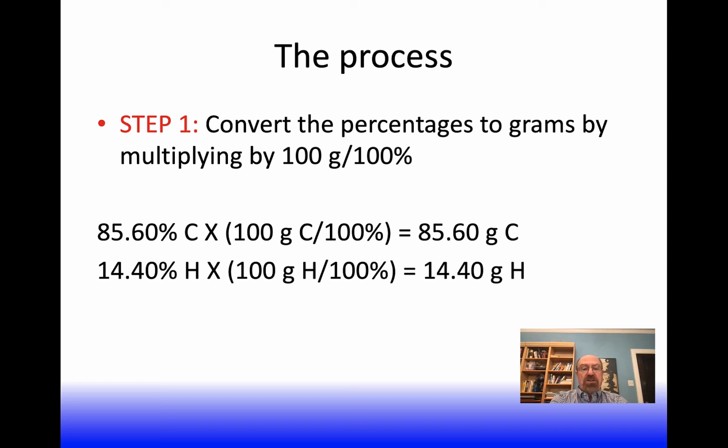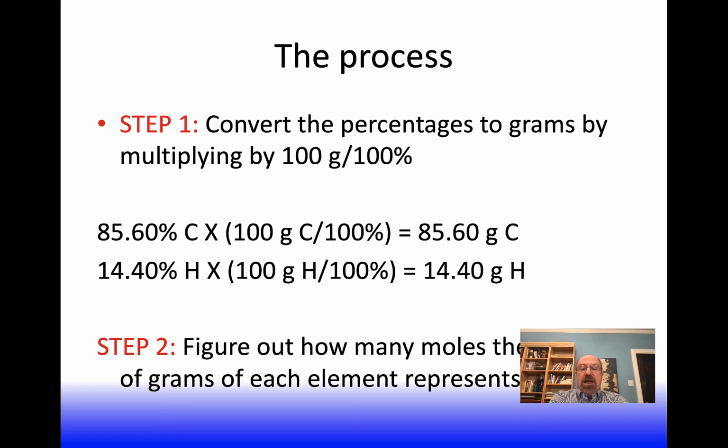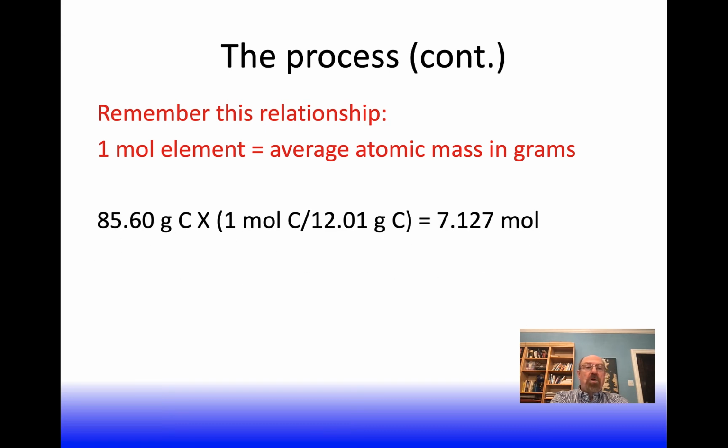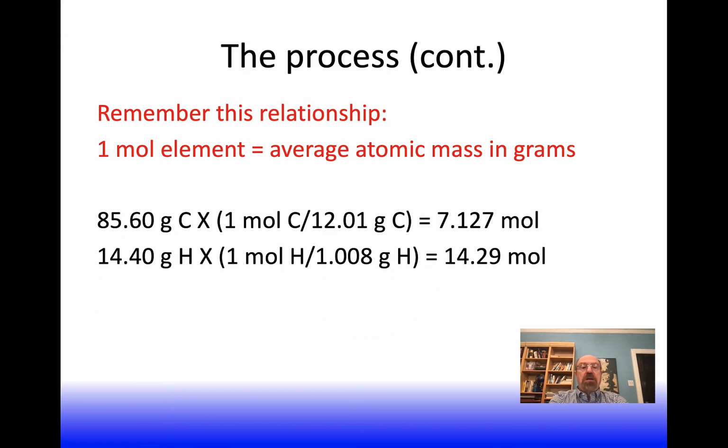when starting with percentages. The second thing we have to do is figure out how many moles these number of grams represent for each element. Now think about it. This is a gram to mole conversion. So remember, for every element, 1 mole of it equals the average atomic mass in grams. So what you do is you take your grams of carbon, divide it by the molar mass of carbon. Well, really, it's the average atomic mass of carbon. And you take your grams of hydrogen and divide it by the average atomic mass of hydrogen.